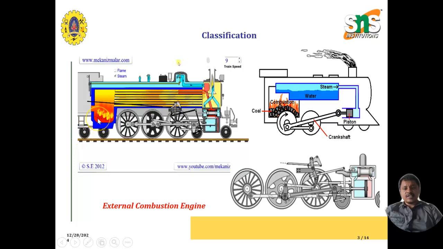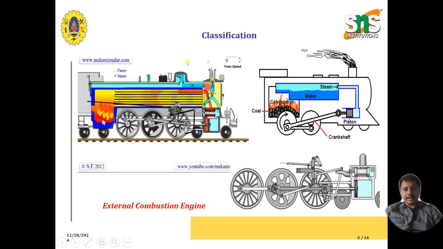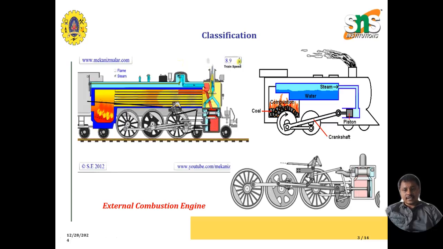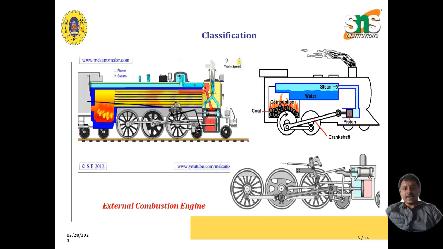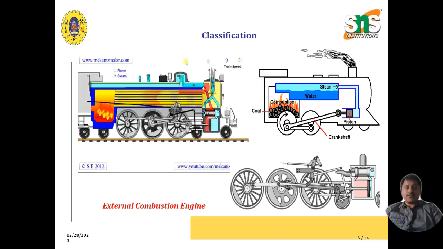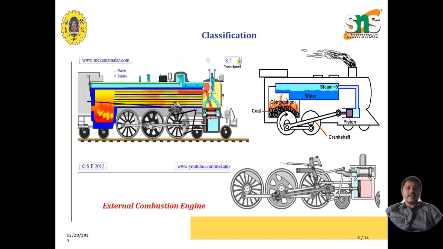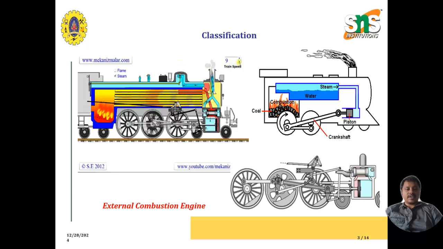Here in steam engines, they used to burn coal outside, in the furnace where the coal is loaded and heated. That heat energy is supplied to the water tank, which has a tubular form that carries water that is later converted into steam by the application of heat. So this is the external combustion engine.